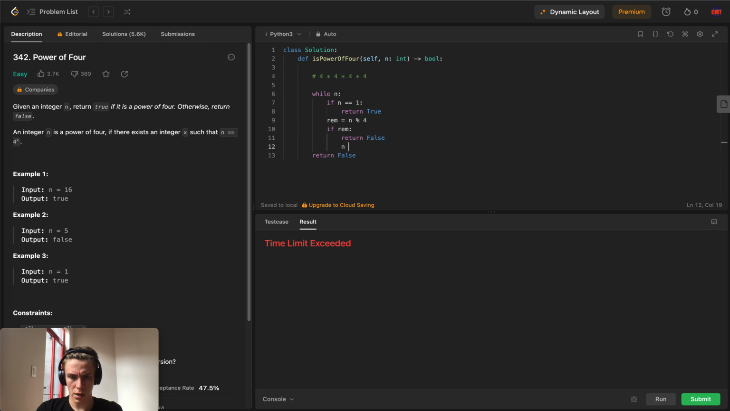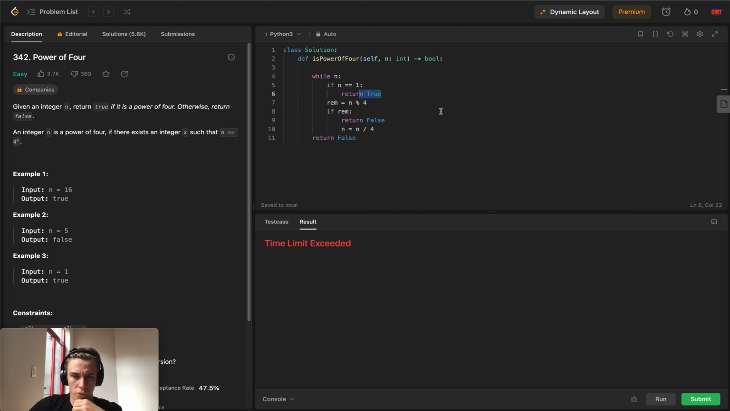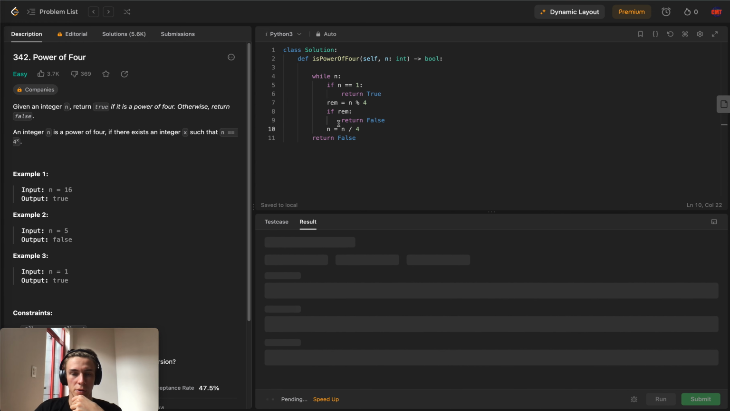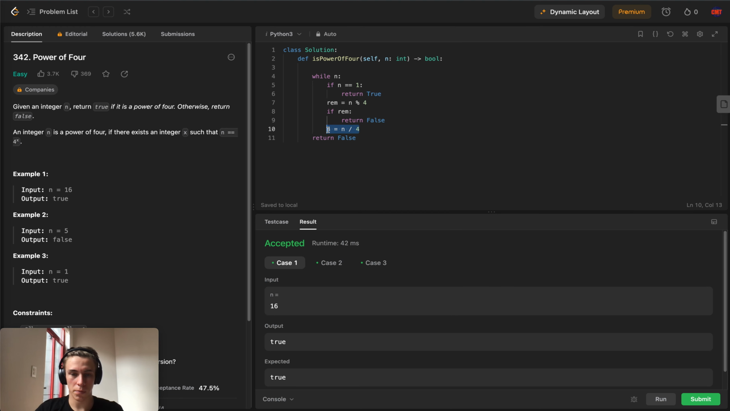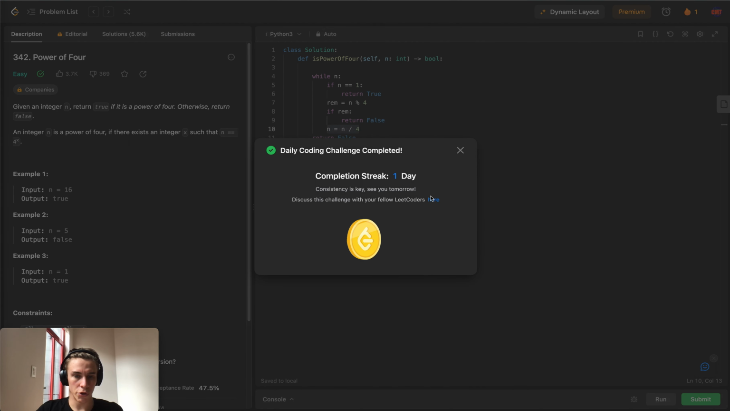Sorry, did I mess something up? n is equal to n divided by 4. Am I doing something wrong? I don't understand. While n, if n is equal to 1, return true. Then calculate. Oh, this is in my if statement, but it actually shouldn't be. Oops. Yeah, so there we go. Let's submit. And this should be correct.